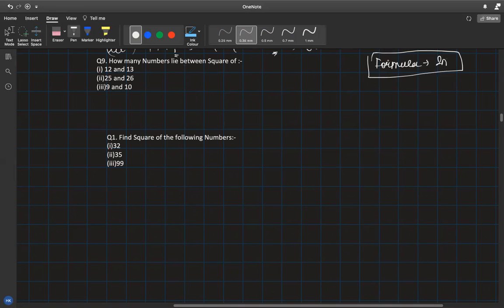So this n is the first number. In this case, the first numbers you can see are 12, 15 and 9. So what you have to do is simply apply the formula between 12 and 13. How are you going to do it? Just do 12 into 2, which becomes 24. There are 24 numbers between the square of 12 and 13. You can even calculate in real life, but this is just a quick method to do this.